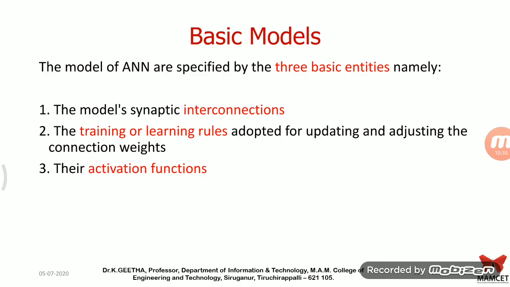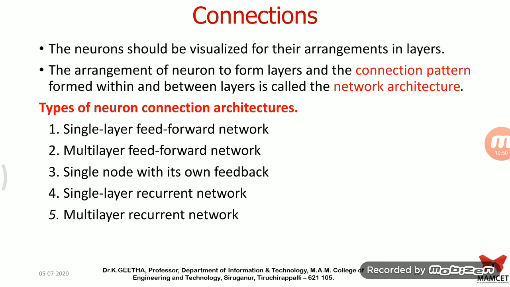So an artificial neural network is specified by three basic entities in the basic model, namely the model of synaptic interconnections, the training or learning rules adopted for updating and adjusting the connection weights, and the activation function. First let us see about the connections. Here the neurons should be visualized as arranged in layers. The arrangement of neurons to form layers and the connection pattern formed within and between layers is called the network architecture.